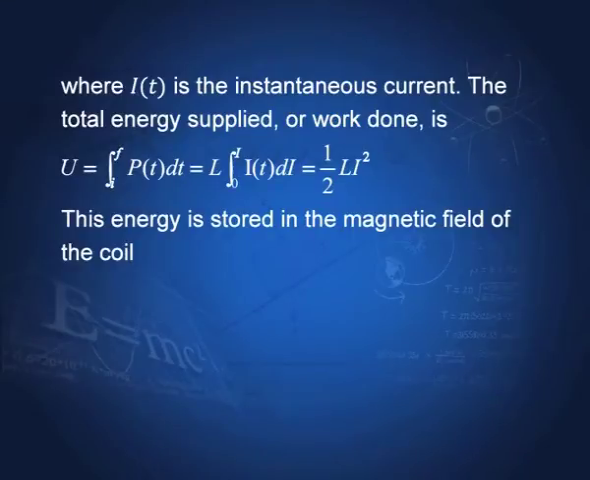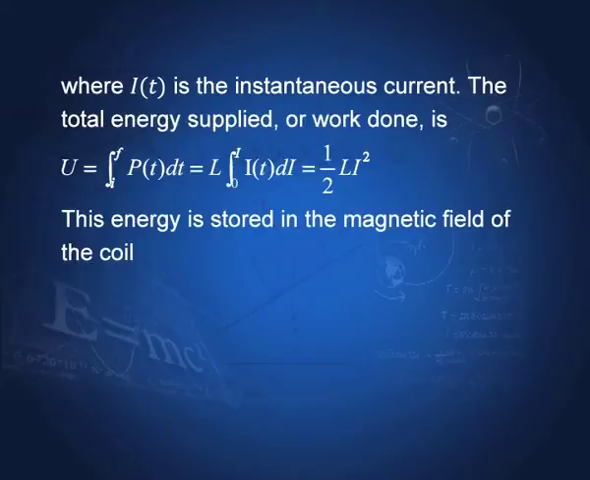The total energy supplied is U equal to the integral from initial state to final state of P dt, and if I substitute for P, L is constant, so it goes out, and it becomes L I dI. So, I dI integrates to I squared by 2. So, the work done or the energy supplied to the inductor is half L I squared. This energy goes into the magnetic field of the coil.